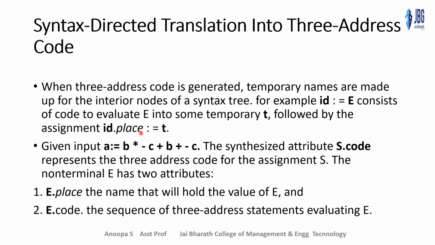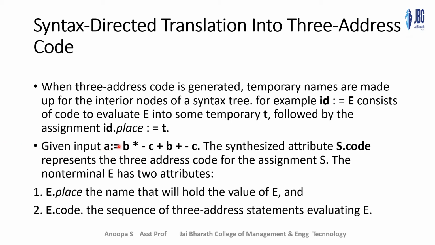Now there are two types. id dot place will represent the name that will hold the value of id. So E dot place is a name that will hold the value of E. Similarly, one more is there, that is E dot code. E dot code will be the sequence of three address statements evaluating E, as well as the name that holds the value will be represented by using dot place. In the next slide we are going to see how we can represent this.